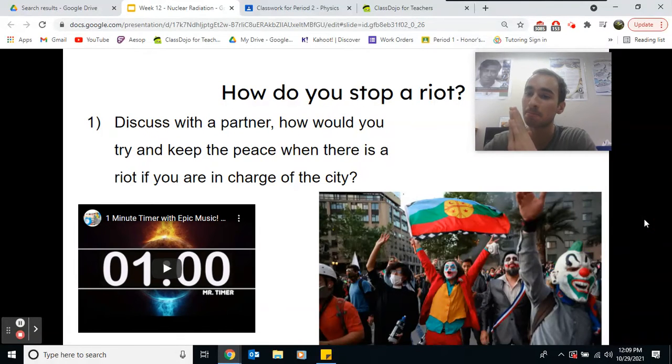Next, I want you to think, we're gonna scale it up a bit. How do you stop a riot? A riot, like in the Joker movie, is just a crazy event where a lot of people are committing violence in the name of a cause. You're the mayor, though. You're in charge of keeping the city safe. So what would you do to stop a riot? Okay, try and think about it.